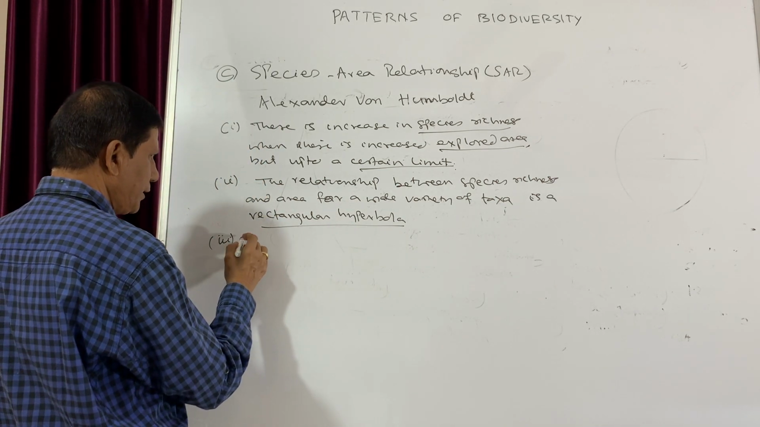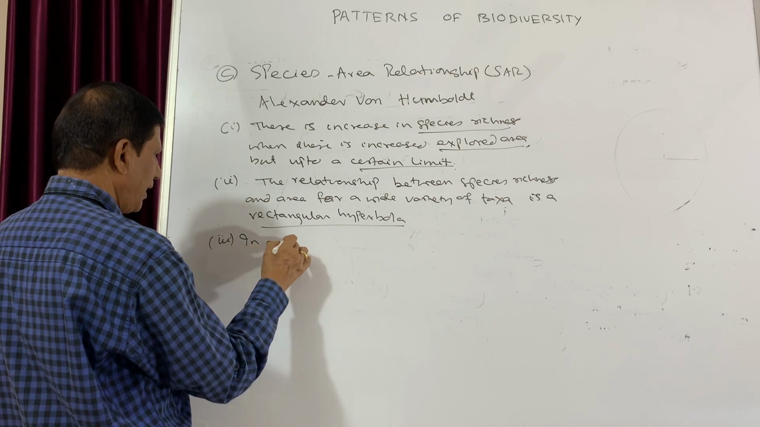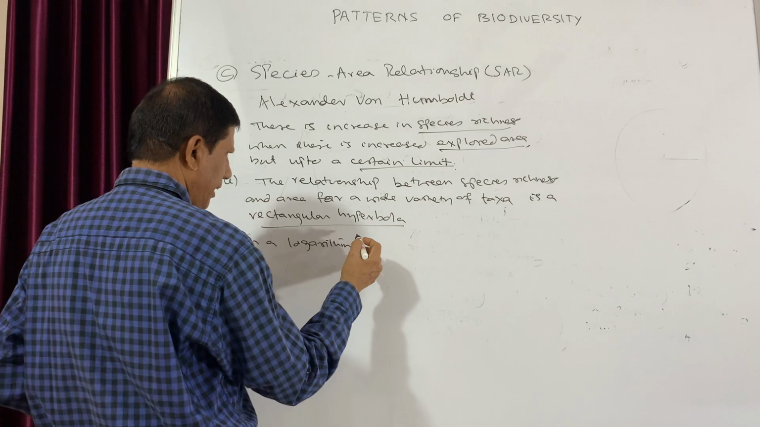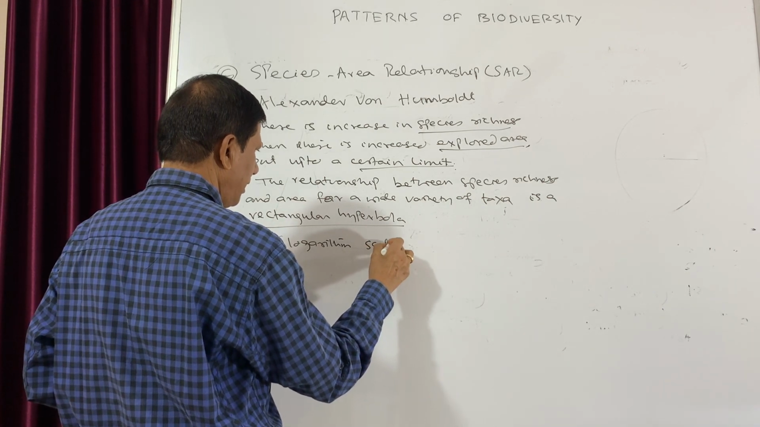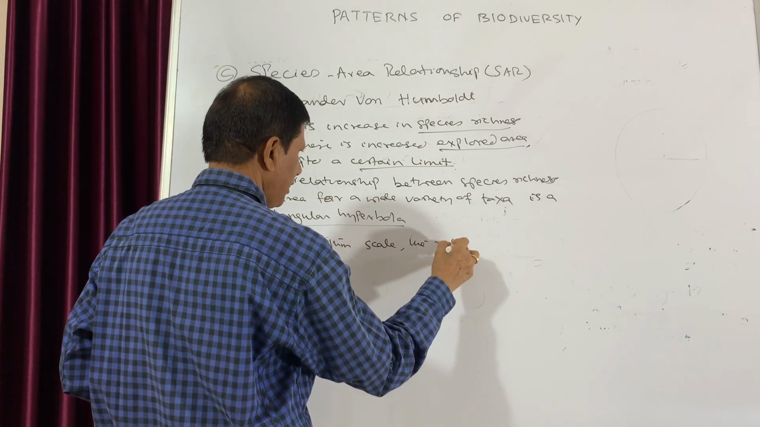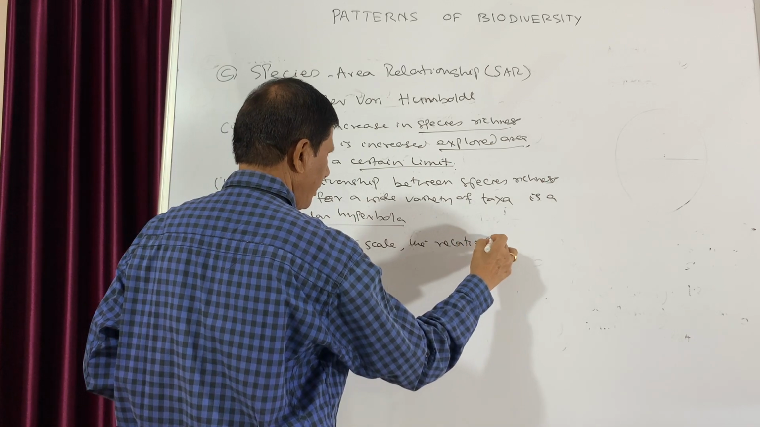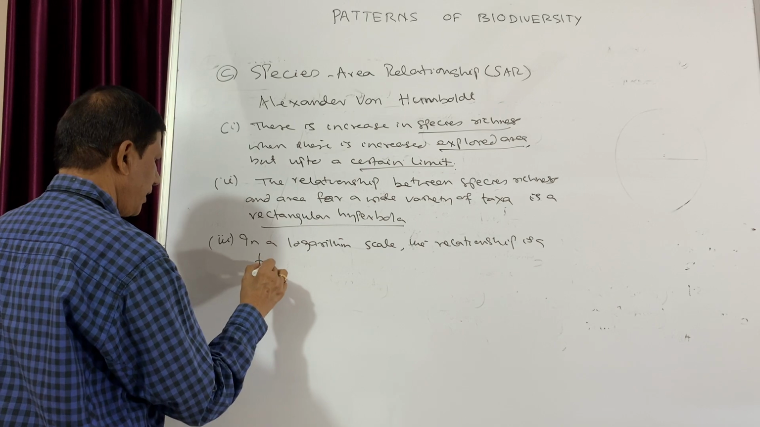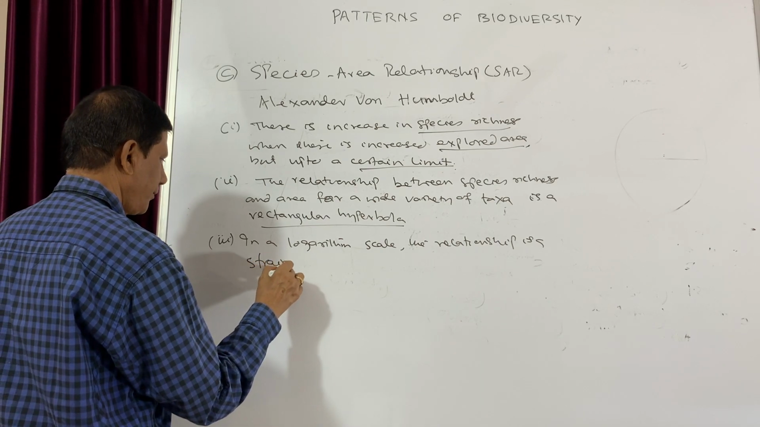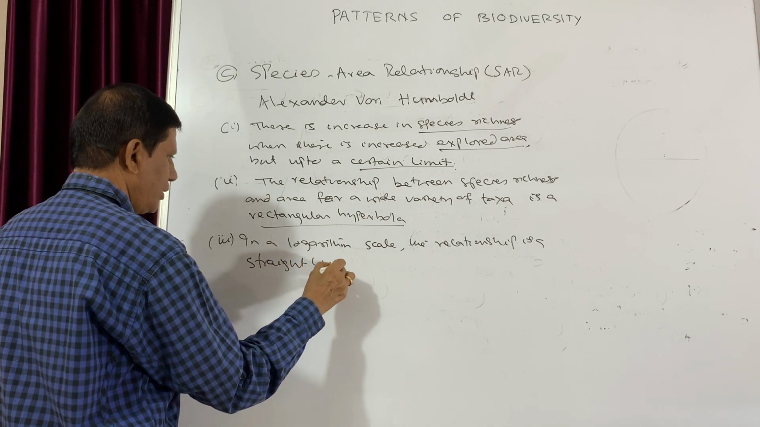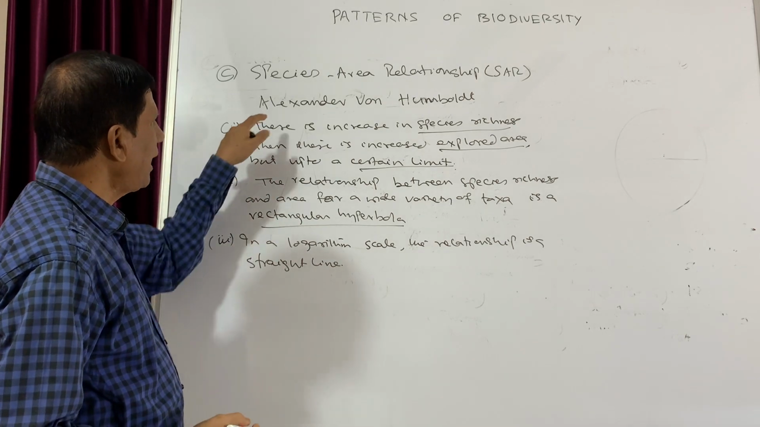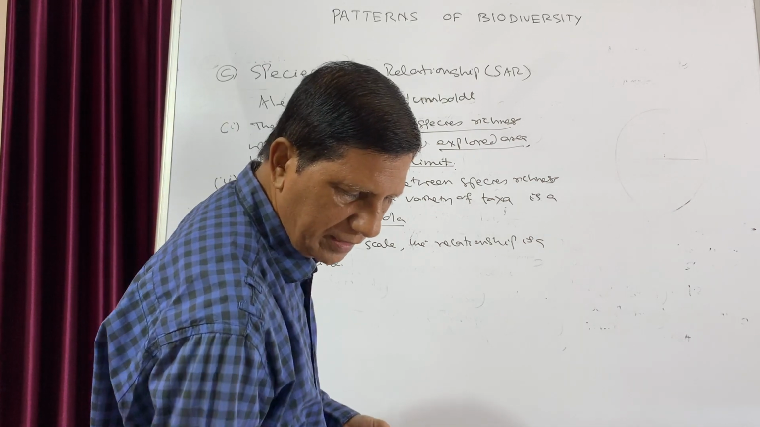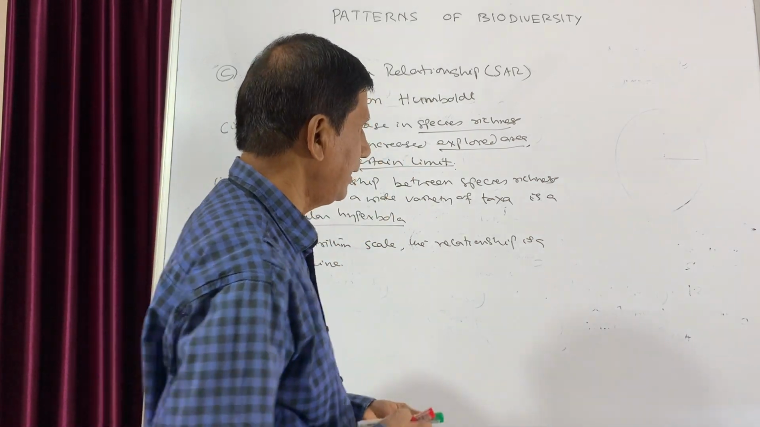Then the third point I am writing, then I will draw the graph. The third point is, in a logarithm scale, the relationship is a straight line. So this is the conclusion derived by Alexander von Humboldt. Now let us explain it in the form of a graph.